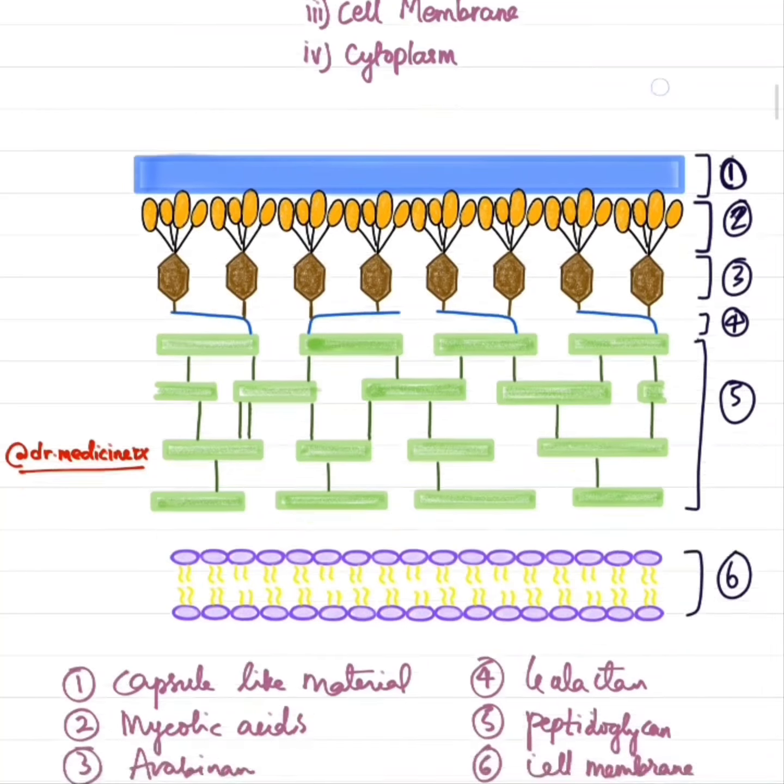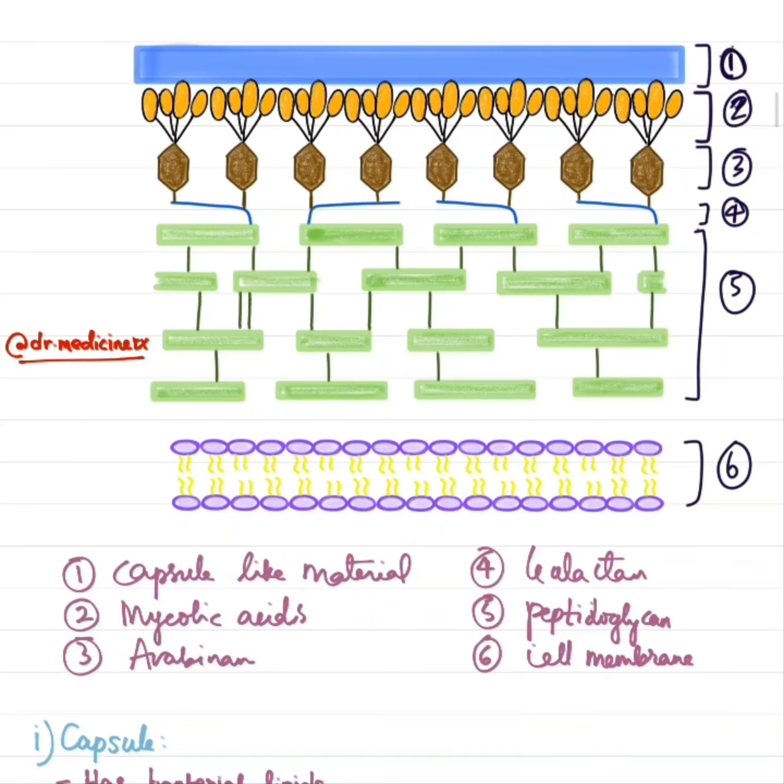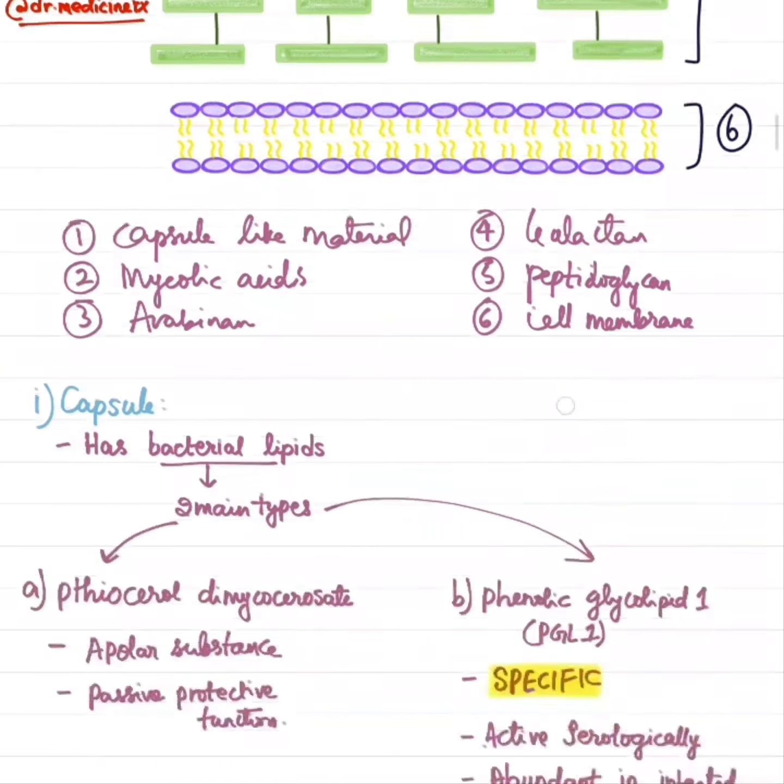In this rather simpler sketch, the number one bluish structure is the capsule. Number two are the mycolic acids, which are linked to number three, the hexagonal structures, which is the arabinan, which is again linked to galactan, which is the bluish structure, which is further linked to peptidoglycan, which are the greenish structures, and this is followed by the cell membrane, which is number 6.